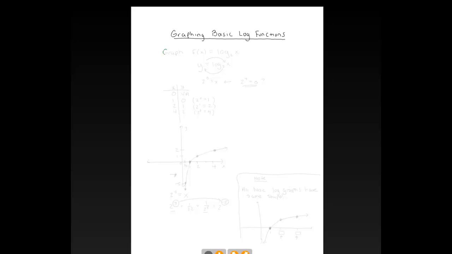So let's start with just a basic graph, f of x equals log base 2 of x. Since logs are a little awkward, especially for students, the way I like to handle graphing these is, first of all, to change f of x to a y, and then write this equation in exponential form. So if y equals log base 2 of x, remember what that means is 2 to the y equals x.